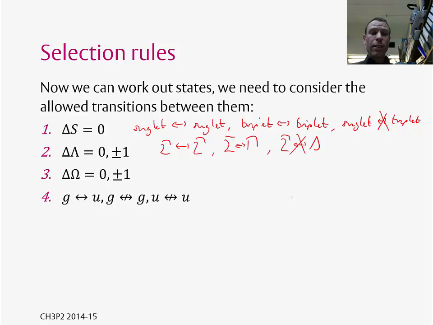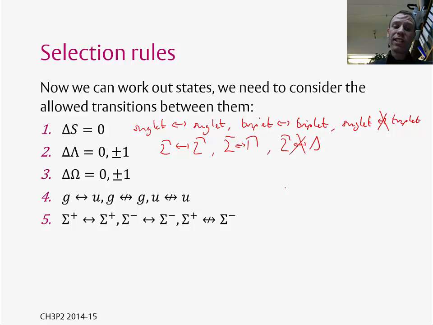There are a couple more for molecules. For diatomic molecules, we've got g and u labels, so we're allowed transitions from g to u and vice versa, but we're not allowed transitions from g to g or u to u. And for homonuclear diatomics, there's an additional selection rule which says that if we're looking at a sigma-sigma transition, we can only go from sigma plus to sigma plus. We can't go from sigma plus to sigma minus, but we can go from sigma minus to sigma minus, as drawn here on the screen.